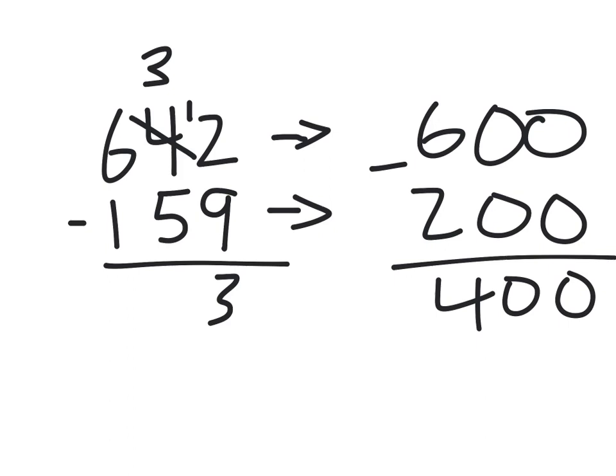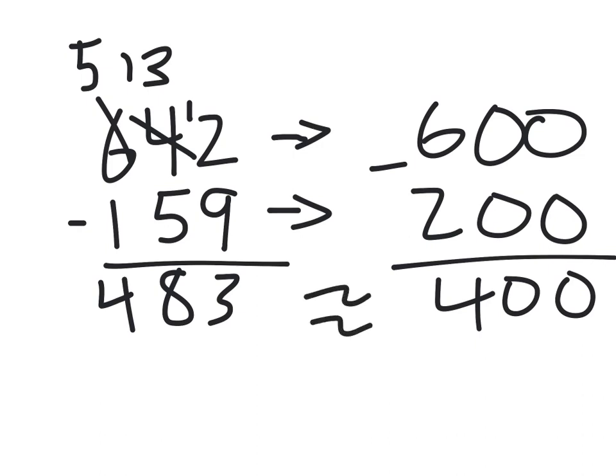So instead of 600s, we only have 500s. And we're going to put those that we regrouped over in the tens place. 13 minus 5? 8. 500 minus 100? 400. 483. 483, pretty close to 400. It wouldn't round to it, but it's still pretty close.